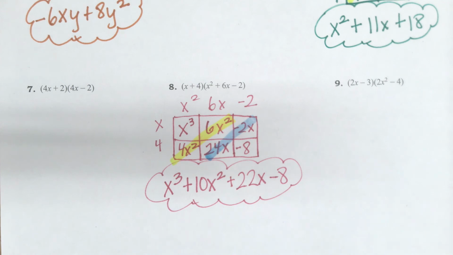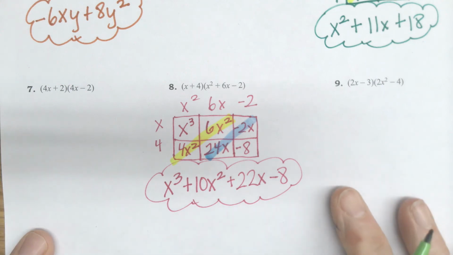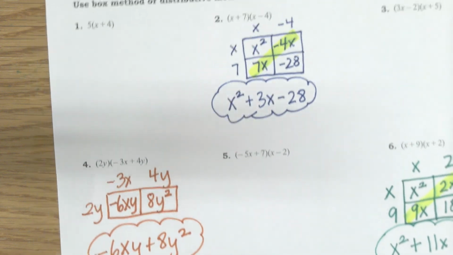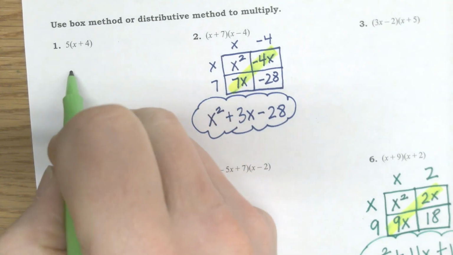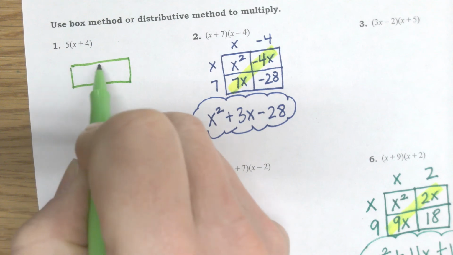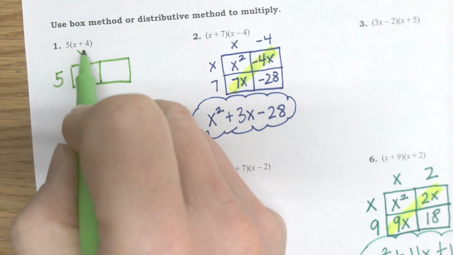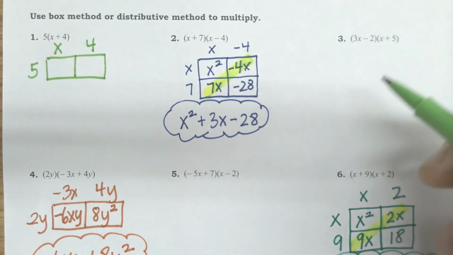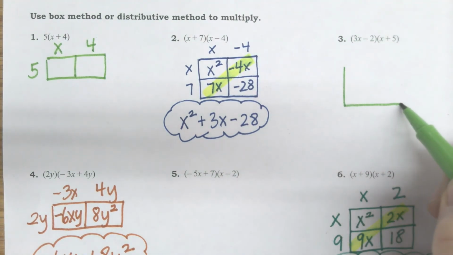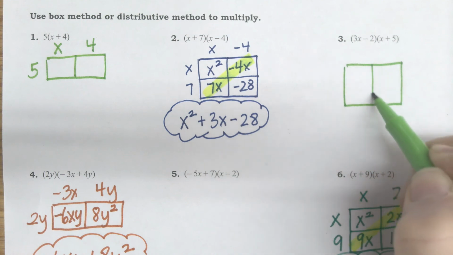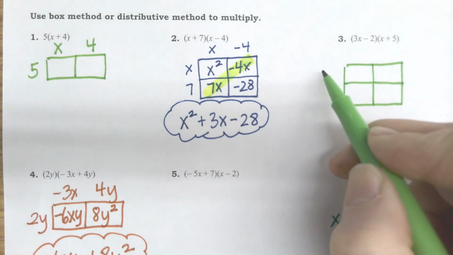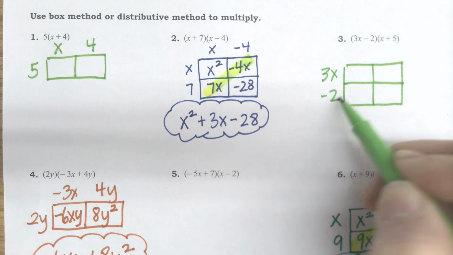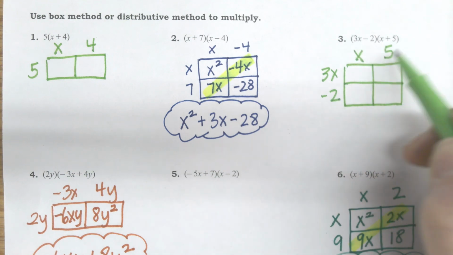So before I let you go on your own, I am going to go back and draw the boxes, and I'll let you do the filling in and multiplying. So back up at the top, this first one is a 1 by 2. So 5 and x plus 4. For number 3, that's a 2 by 2. So it's 3x and negative 2, x and 5.